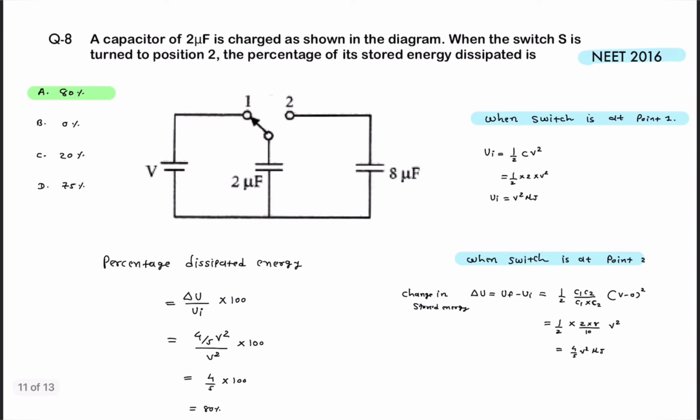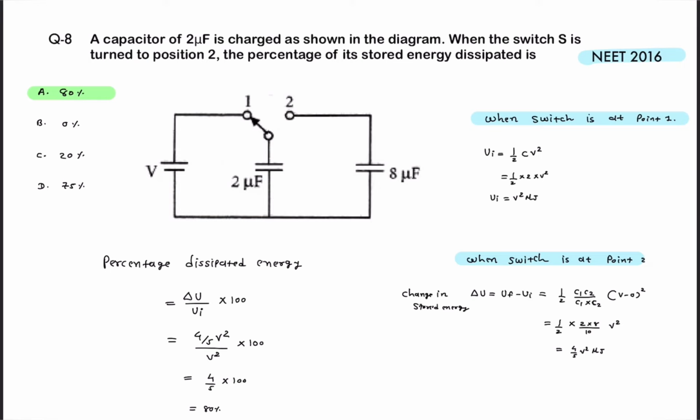Question number 8. A capacitor of 2 microfarad is charged as shown in the diagram. When the switch S is turned to position 2, what percentage of its stored energy is dissipated? This was asked in NEET 2016. We have to find out the percentage of energy dissipation.